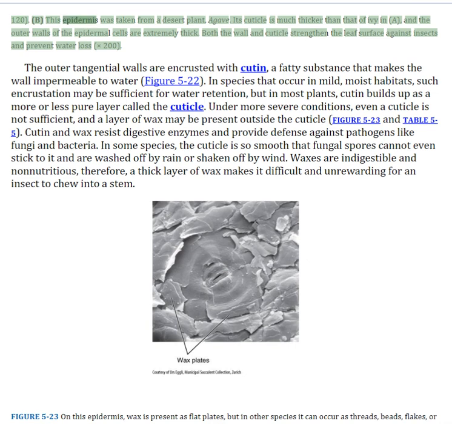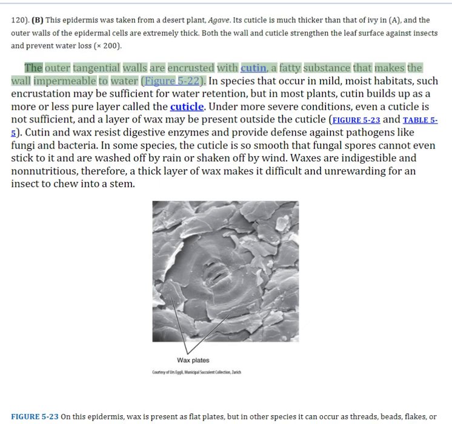This epidermis was taken from a desert plant, agave. Its cuticle is much thicker than that of ivy, and the outer walls of the epidermal cells are extremely thick. Both the wall and cuticle strengthen the leaf surface against insects and prevent water loss. The outer tangential walls are encrusted with cutin, a fatty substance that makes the wall impermeable to water.